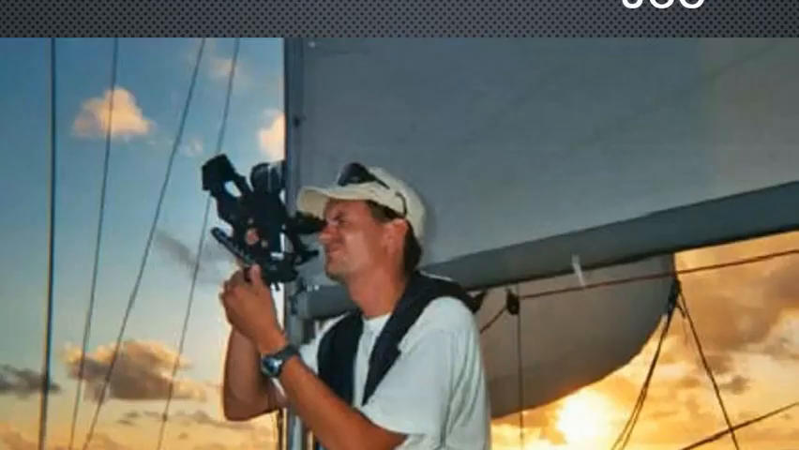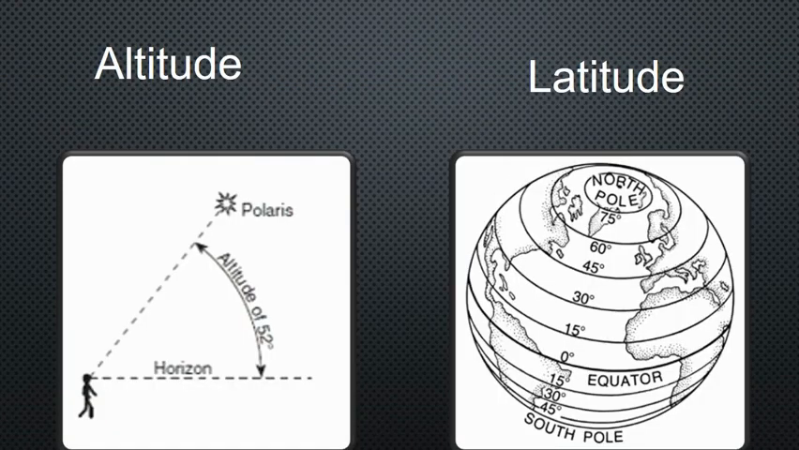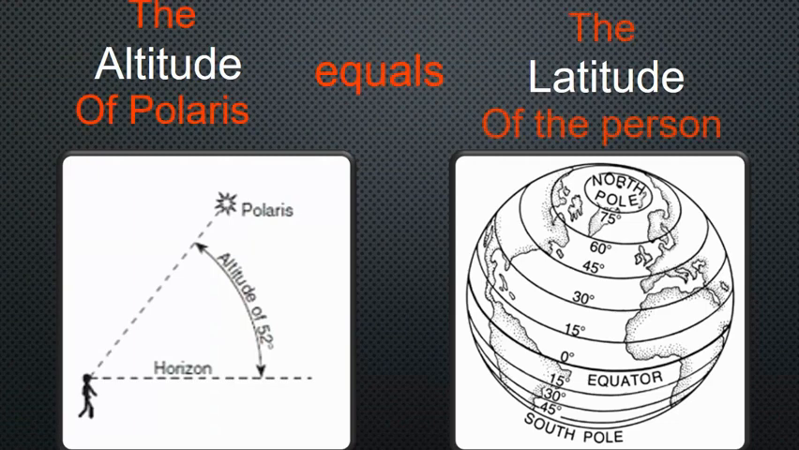So here's somebody out that notices that the sun is setting and Joe is going to look up at the stars, specifically Polaris, to find out where he is out in the ocean. So the altitude of Polaris is going to equal the latitude of the person. Notice the difference between altitude or angle and latitude. Altitude or angle tells us how high up we look.